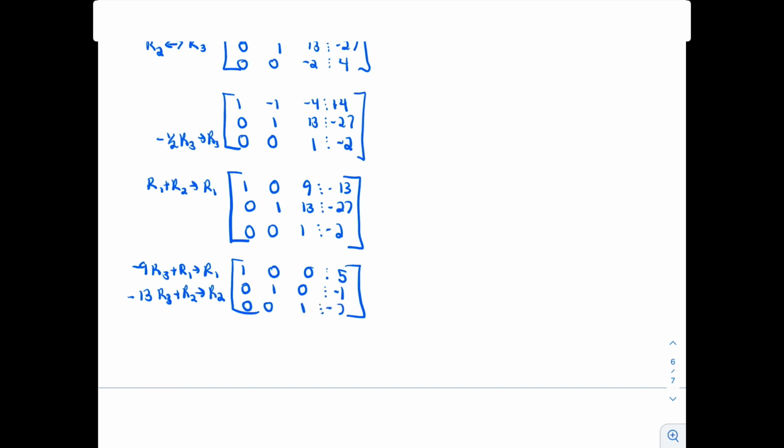So now I have it in reduced row echelon form, so I can solve. X is 5, Y is -1, Z is -2. The solution is 5, -1, -2. And that's how you solve a system of equations using the Gauss-Jordan elimination method.